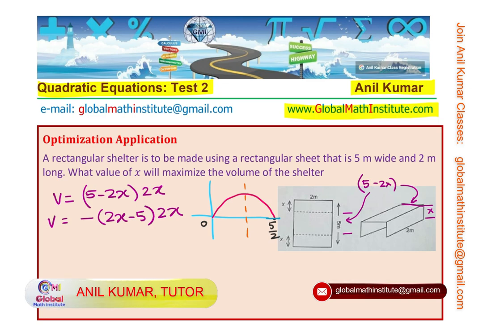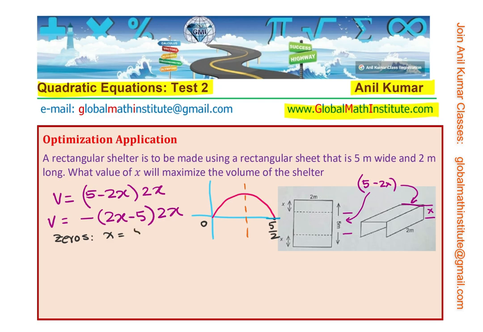So if there are two zeros, let me write down here. It has zeros at x equals 5 by 2, right? And this one is at 0. So the axis will be right in the center. So the axis will be 0 plus 5 by 2, and then you halve it, right? So we get this as 5 by 4. Substituting this value of 5 by 4 in the volume, we'll get the maximum volume, right?